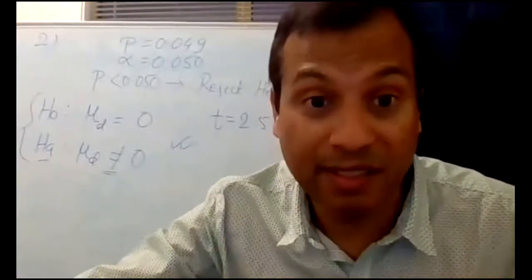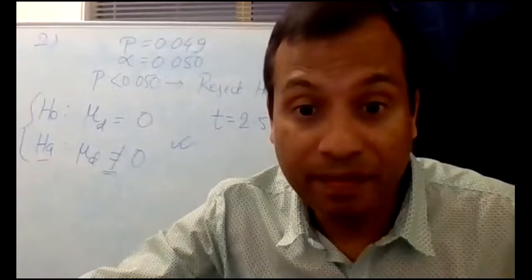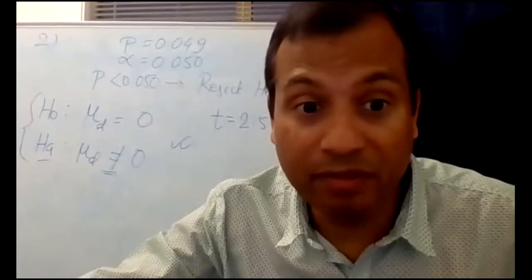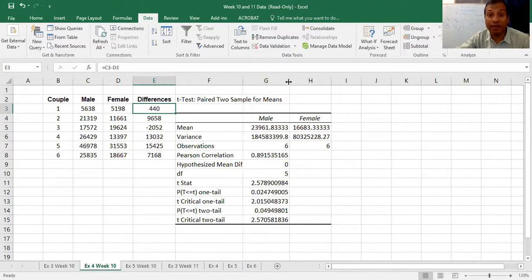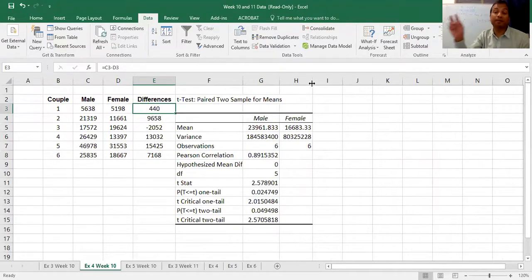In that case, we have already calculated the value of difference. Remember, column A is the difference between the male and female words spoken. So the first one is the difference between 5198 minus 5638, 440. Similarly, you have it for all the 6 couples. So you want to find out the margin of error. Remember, in order to calculate the CI estimation, what do you want? X bar, the mean, and margin of error, E. So using Excel, you can find it out.